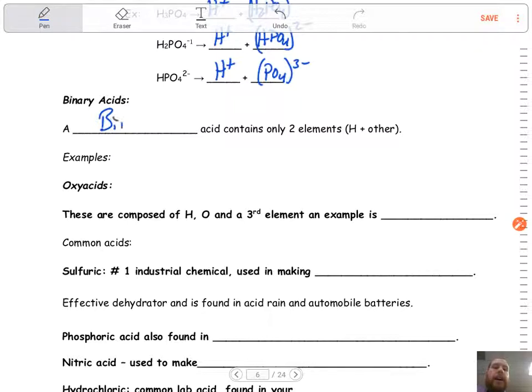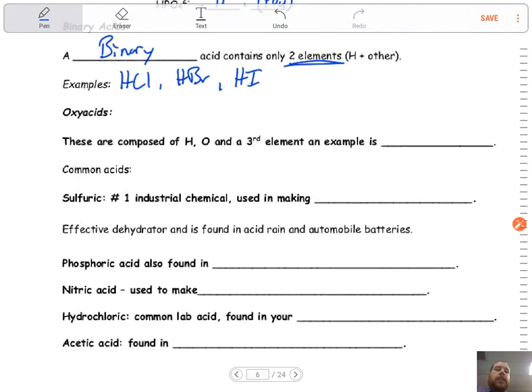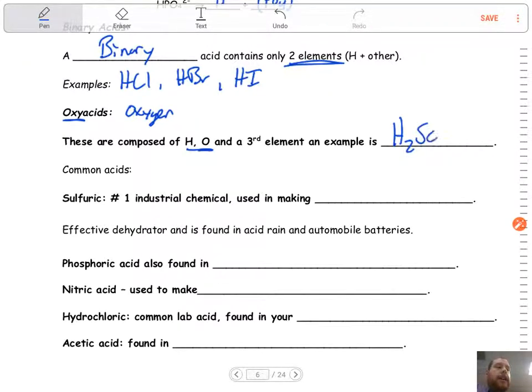Another term you might see, guys, is binary acids. A binary acid only has 2 elements, so it's hydrogen plus something else. Examples of this, if you look on Table K, are HCl, and HBr, which is not actually on Table K, but that would be hydrobromic acid, and HI, hydroiodic acid. Okay, we have these things called oxyacids. That prefix oxy, guys, means they're going to contain oxygen. So they're going to have hydrogen, oxygen, and a third element. An example of that would be H2SO4, sulfuric acid.